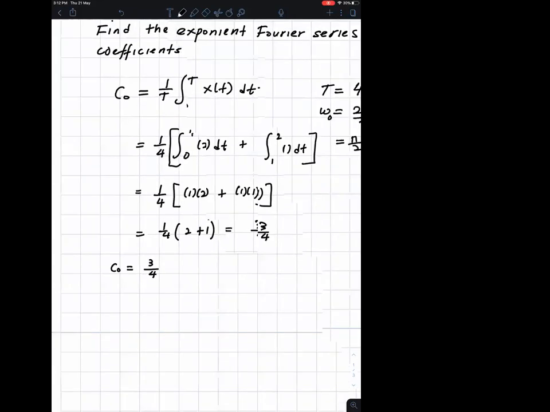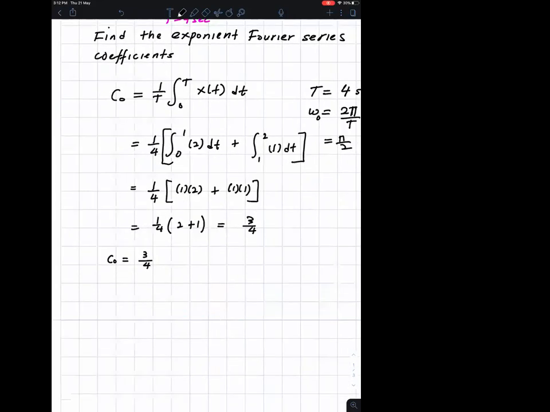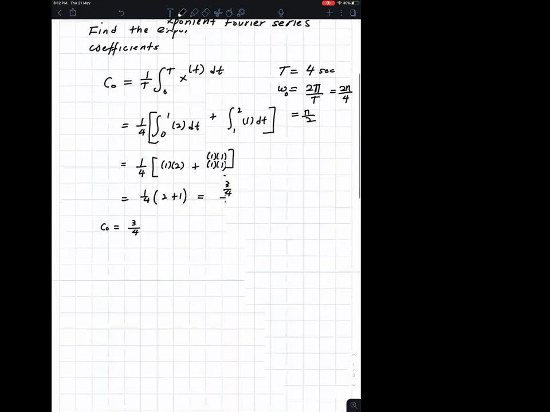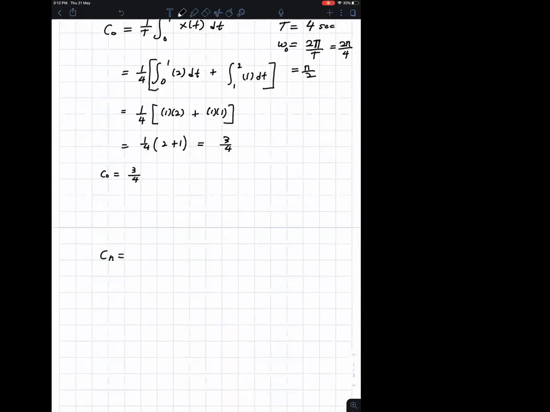Any questions? No, sir. Okay, next we find the Fourier coefficients using the formula. We were able to find it for DC, but for non-DC coefficients, you have to use the formula 1 over T, 0 to T, x(t) e to the negative j n omega naught t.